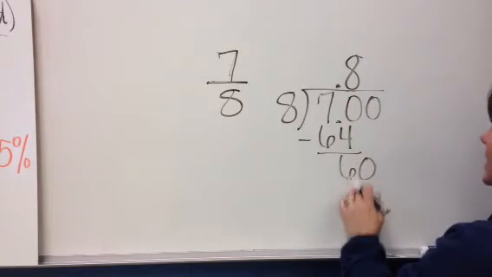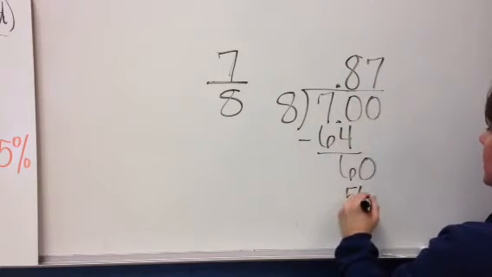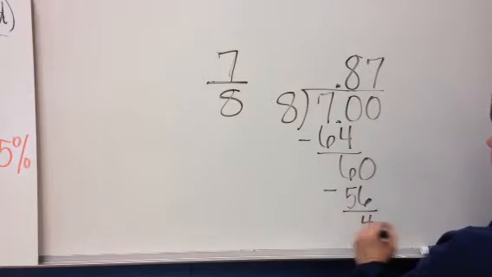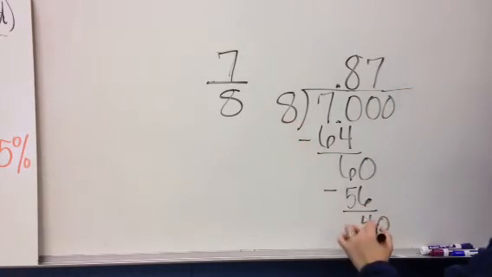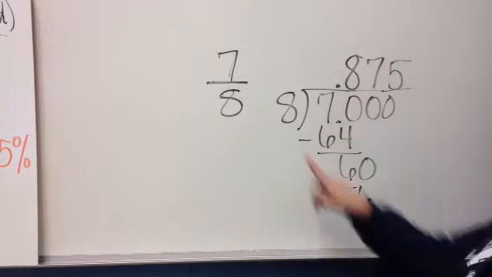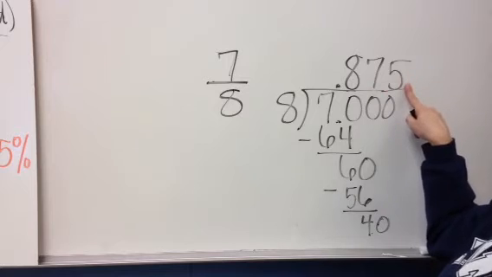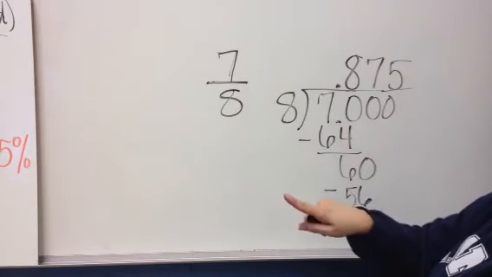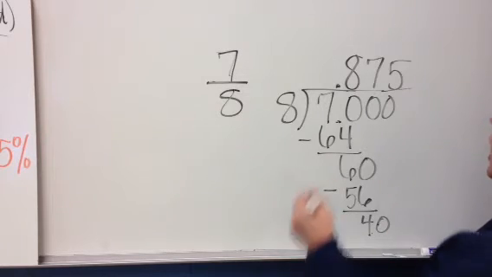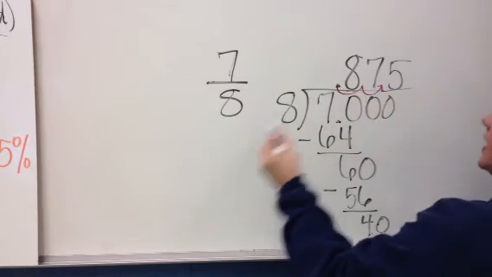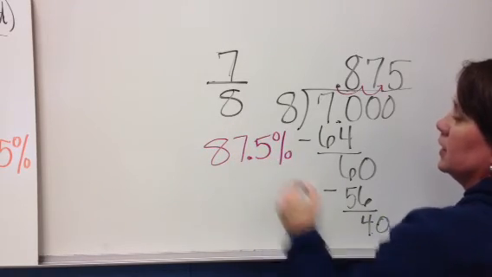8 goes into 60 7 times. 8 times 7 is 56. 60 minus 56 is 4. Add a 0, bring it down. 8 goes into 40 5 times. So 7/8 as a decimal is 875 thousandths. And as a percent, it is, move the decimal 2 places to the right. 1, 2, it's 87.5%.